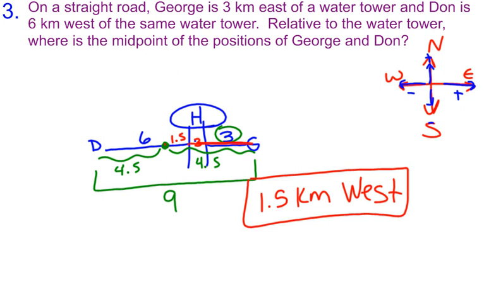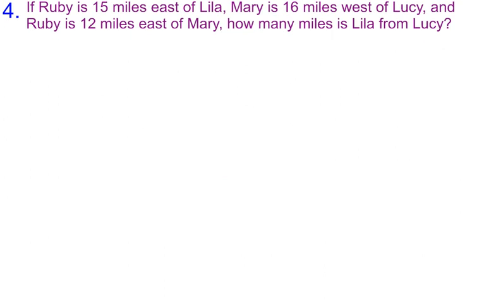The last one we're going to do then is another common one you'll see on Excel math. Ruby is 15 miles east of Lila, Mary is 16 miles west of Lucy, and Ruby is 12 miles east of Mary. How many miles is Lila from Lucy? So, a lot of information in one little sentence, right? We're going to go ahead and make a number line for this and just list out the information they give us.